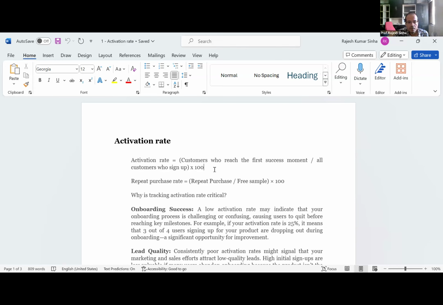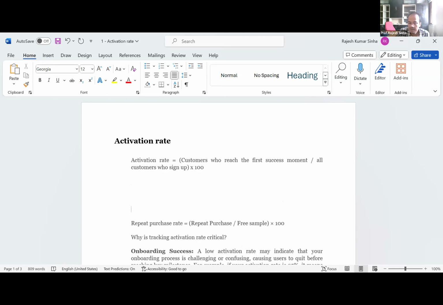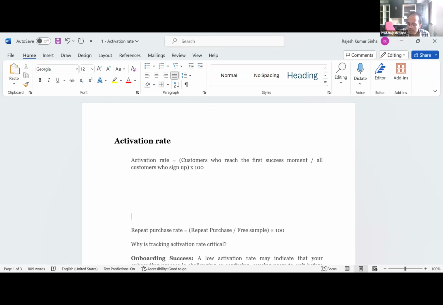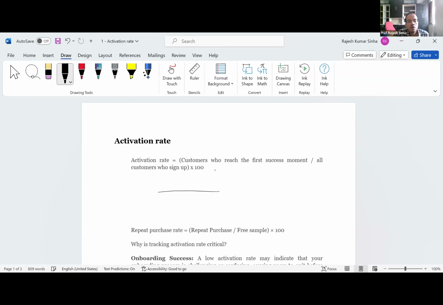What is activation rate? Activation rate is customers who reach the first success moment divided by all customers who sign up, multiplied by 100. It's very simple. Suppose you say, download our app and get 10 rupees off or 50 rupees off. So 1,000 people downloaded your app. But after downloading, they did not do anything. They enjoyed the benefits, and down the line they might have deleted the app, because mobile phone memory is limited. But some people may be using it and might have found some value, some success.